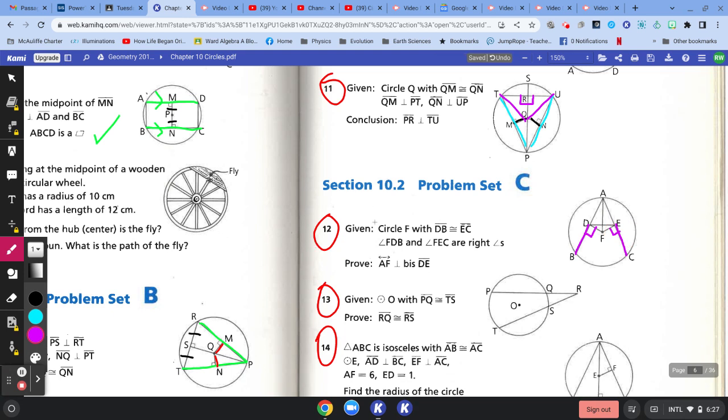We're trying to prove that AF is perpendicular to DE. To do that, you're going to need to use your perpendicular bisector theorems in addition to the congruent chord theorems. So go ahead and pause the video and let's see what we can figure out about this.